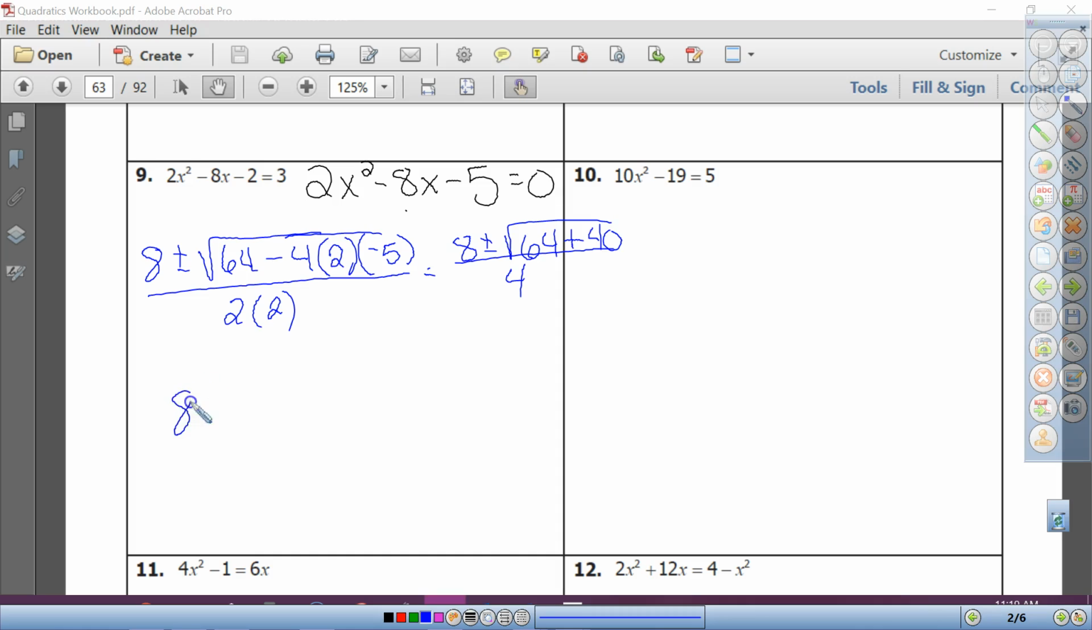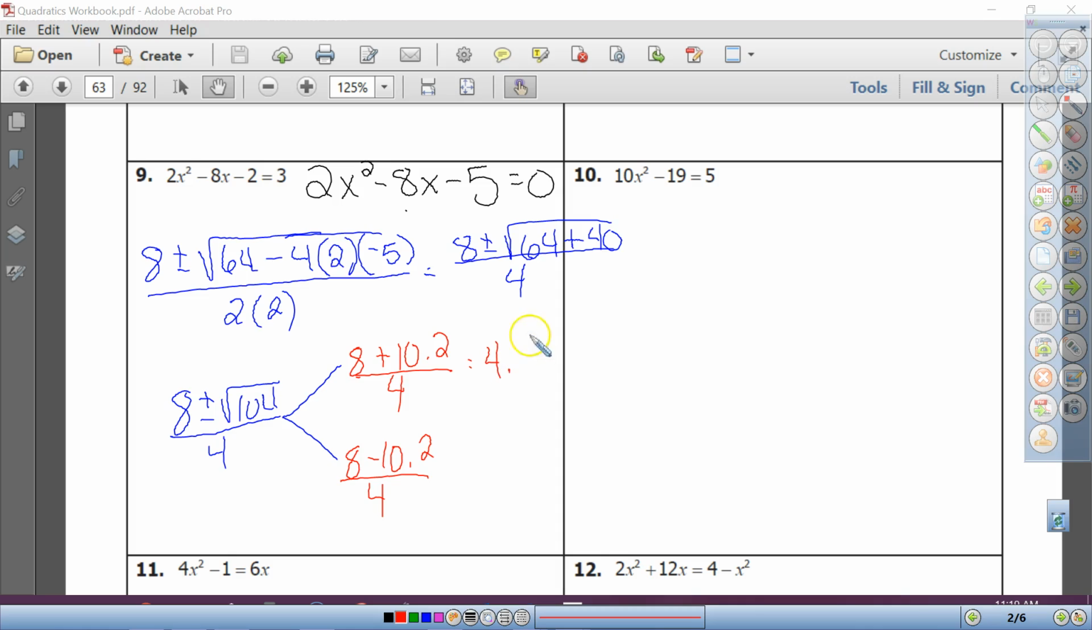Okay, so I've got 8 plus or minus the square root of 104, divided by 4. So we split it into 2: 8 plus 10.2 divided by 4, and 8 minus 10.2 divided by 4. So I've got 18.2 divided by 4, which gives me 4.55.